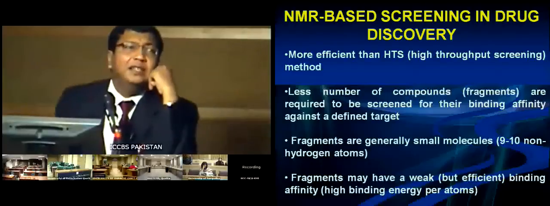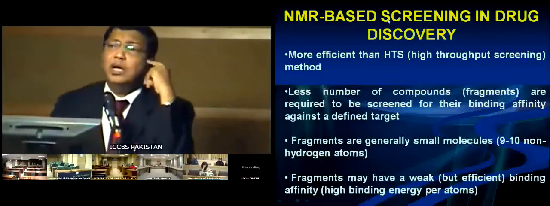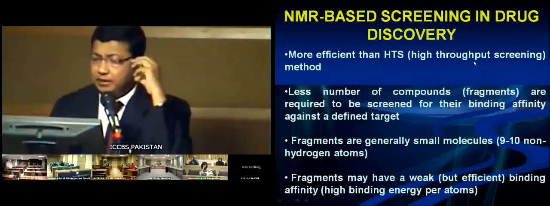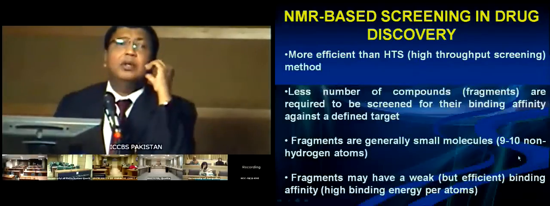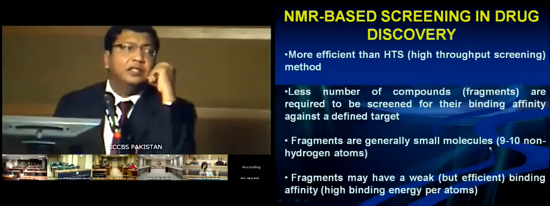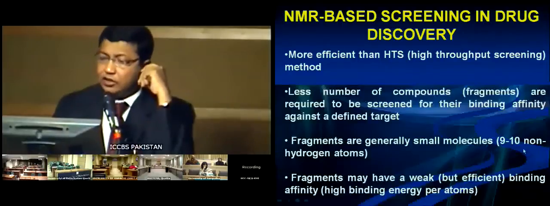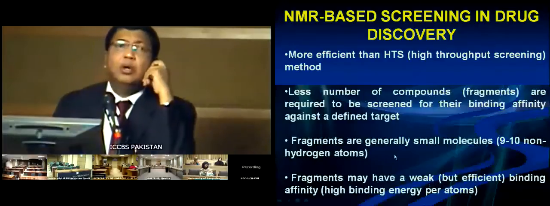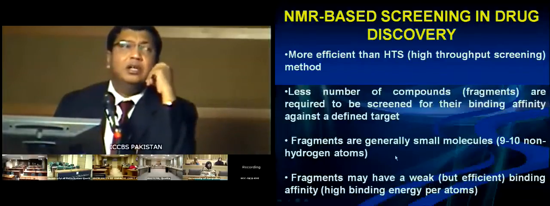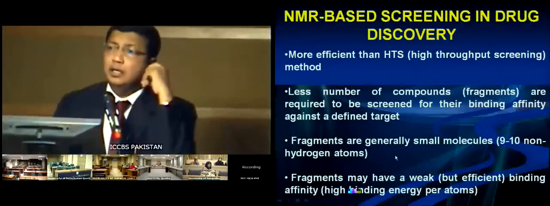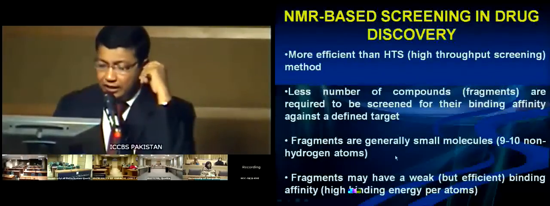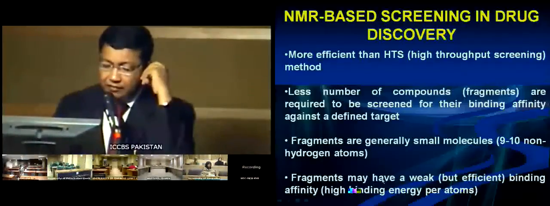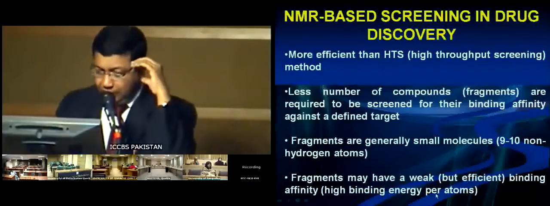A benzene ring, and so there are small fragments, 9 to 10 non-hydrogen atoms. You don't count hydrogen in it, and you take these small molecules and place them in a mixture which has your receptor, the so-called target. And these fragments may have a weak but efficient binding affinity, high binding energy per atom. And I want to show you how it actually happens.